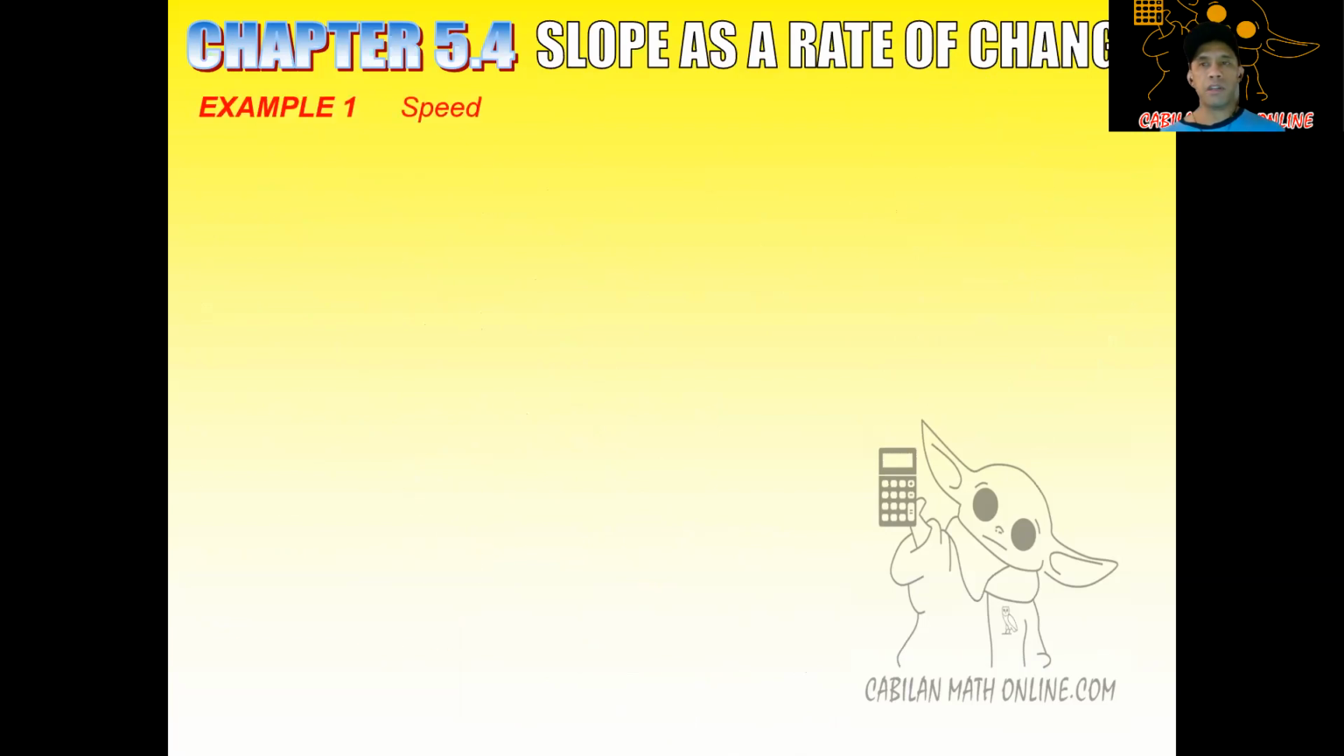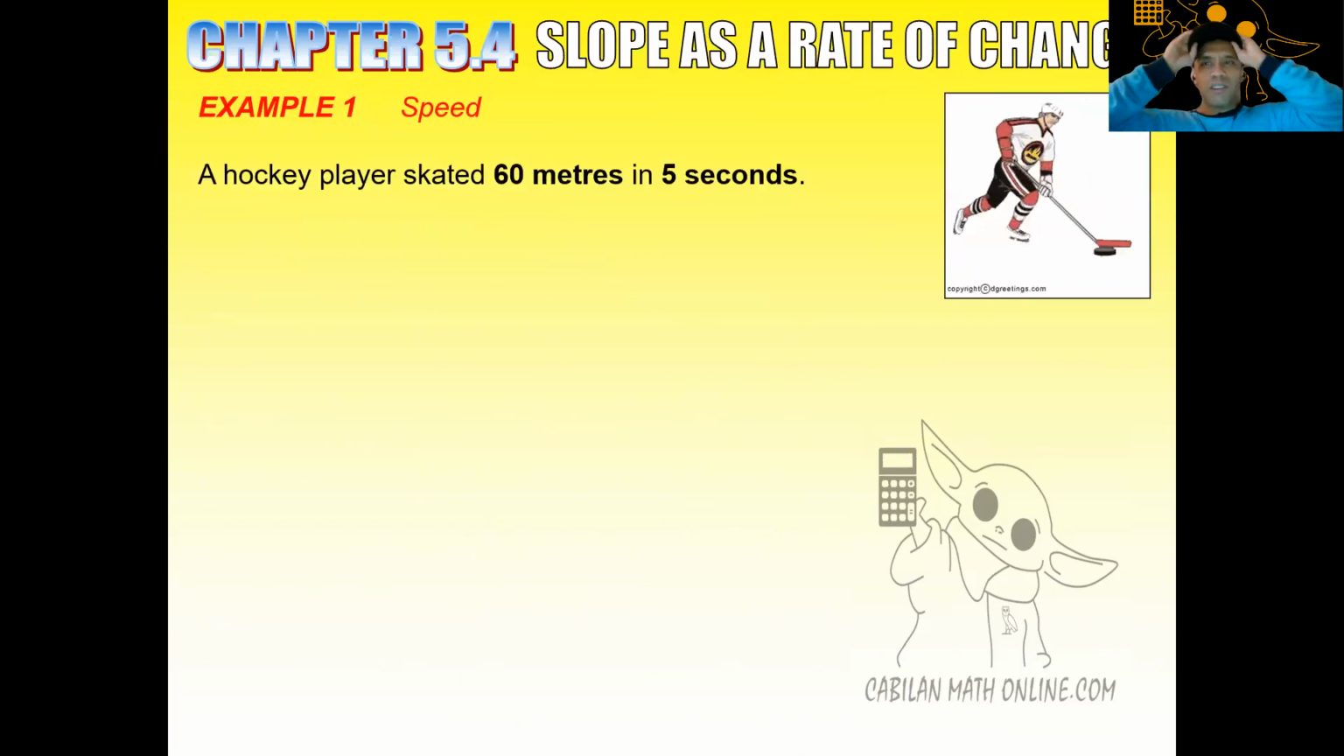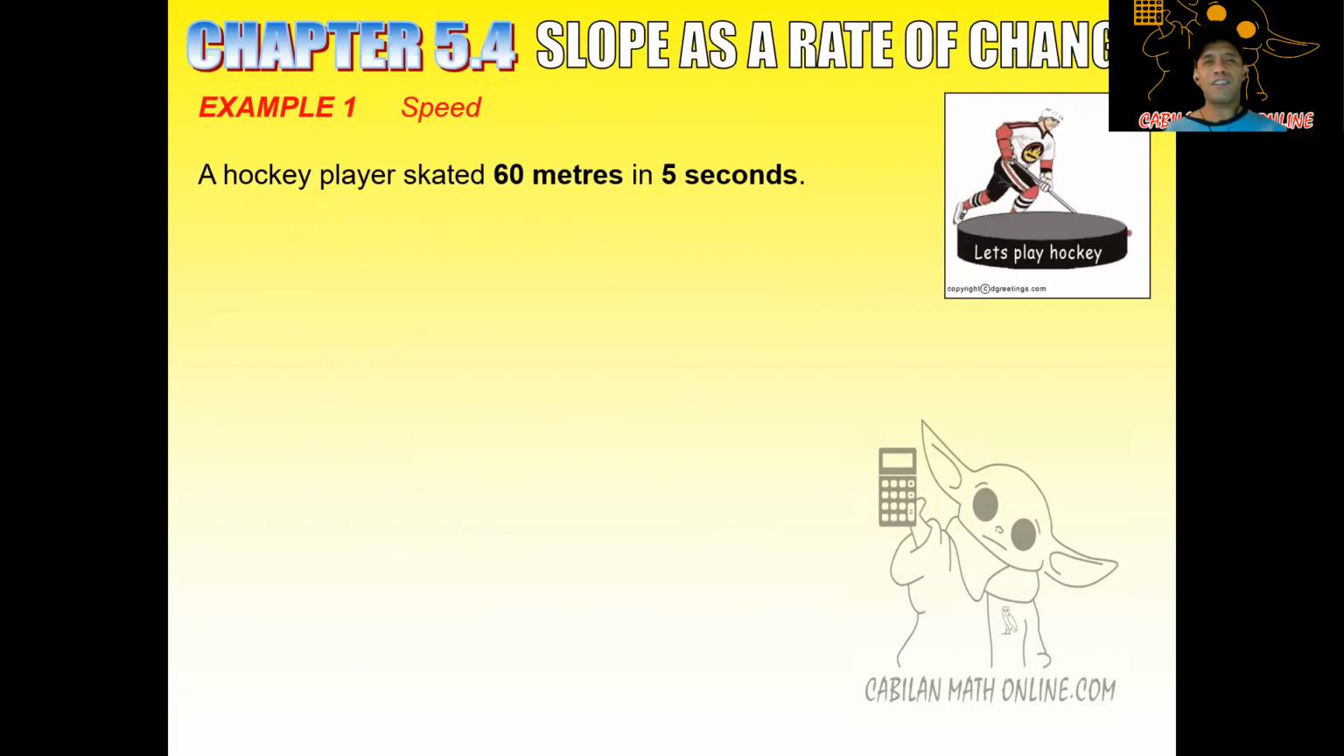So the first example we're going to deal with, I know right now it's hard for us to be connected to this sport because there's no sports going on at the moment. So right now we're going to be looking at the speed of a hockey player. What we have here is a hockey player who skated 60 meters in 5 seconds. Another way to interpret that is that in 5 seconds, this hockey player was able to cover a distance of 60 meters.